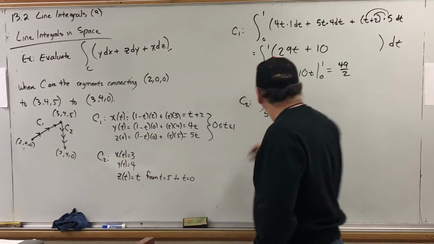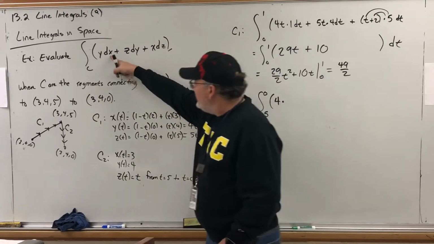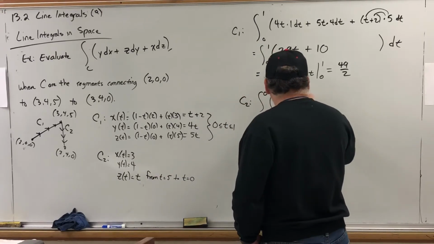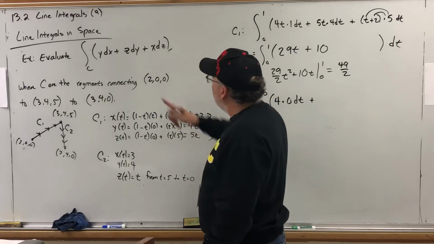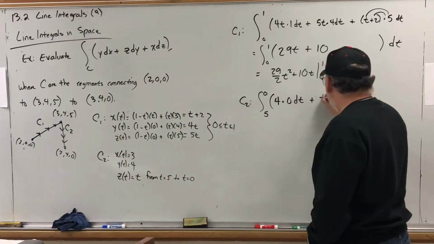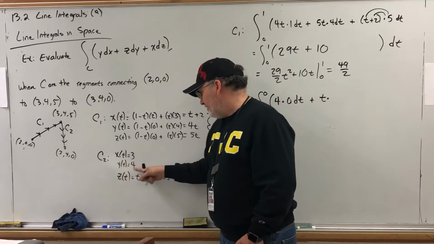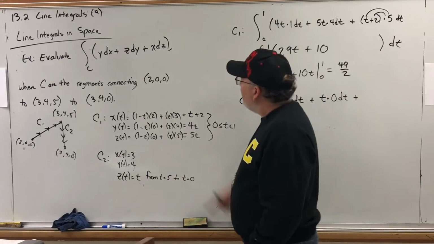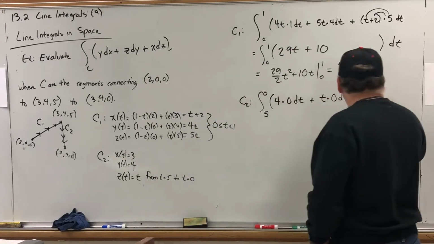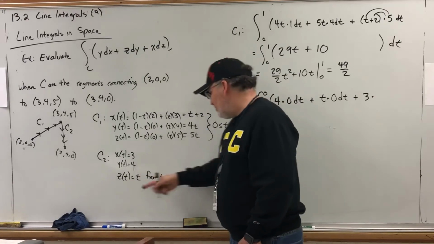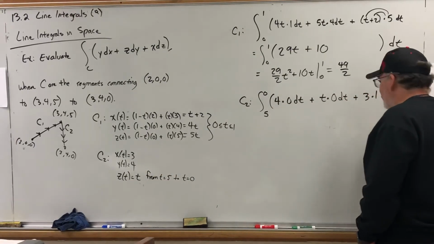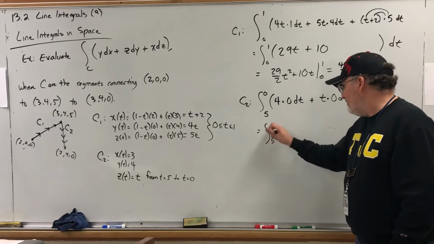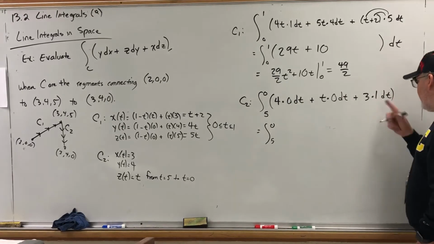y is equal to 4 times dx, the derivative of x is 0. So we don't have to worry about that part. It zeroes out. Z is t times dy. Its derivative is 0, so we don't have to worry about that. And then x, which is 3, times dz, which is 1, dt. So this integral zeroes out a bunch of it before we do anything. So we're going from 5 to 0, gone, 3 dt.